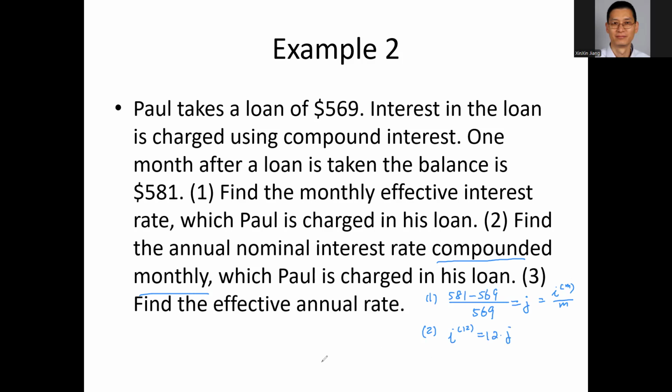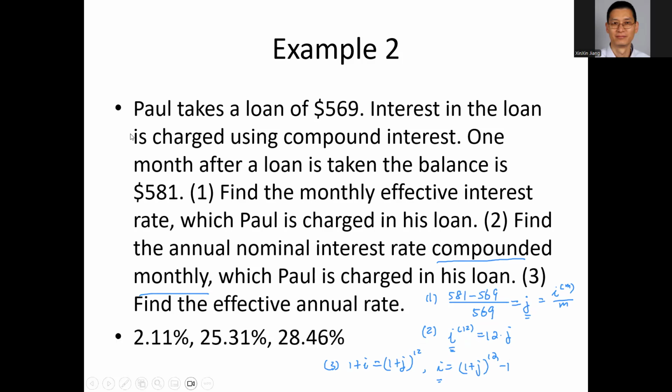And for the effective rate, we use the formula 1 plus i equals 1 plus j to the 12th. So i equals 1 plus j to the 12th, minus 1. And you find j, and then you find the nominal rate, i to the parenthesis 12, and then we find the effective interest rate, which is i. All right. You can check the answers like this.